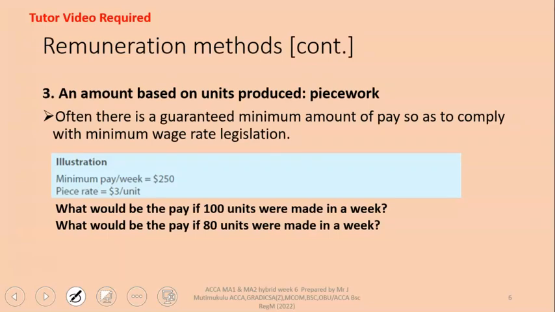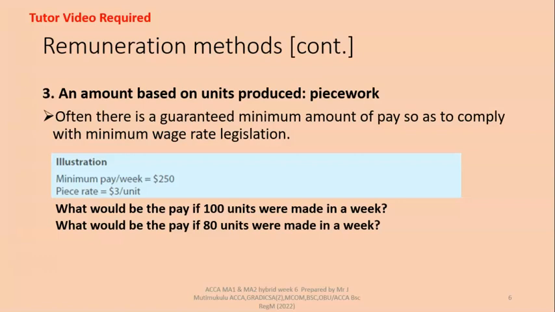Remuneration methods continued. Let's say in this situation, an amount based on units produced, that is piece work. Often there is a guaranteed minimum amount of pay so as to comply with minimum wage rate legislation. Here you are being paid based on output. Under a piece work system, you are being paid based on output or units produced.